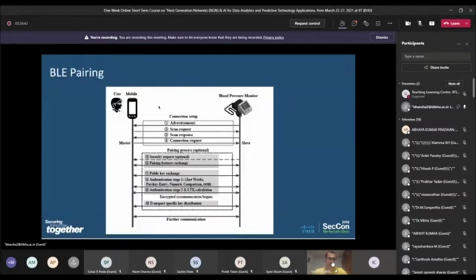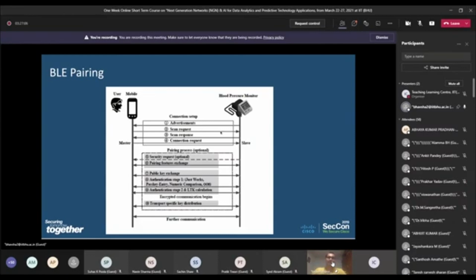Yeah, so if you see here, in the advertisement phase, there's no encryption. So if the device advertises its real MAC address and the location information, the attacker can easily extract the location information and can also attack the device. So what is in its place? What has been done to overcome this from 4.2?